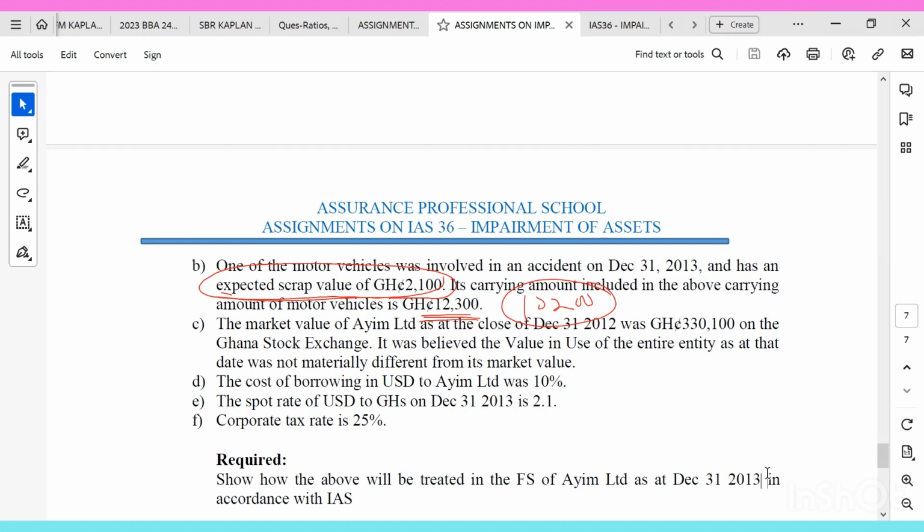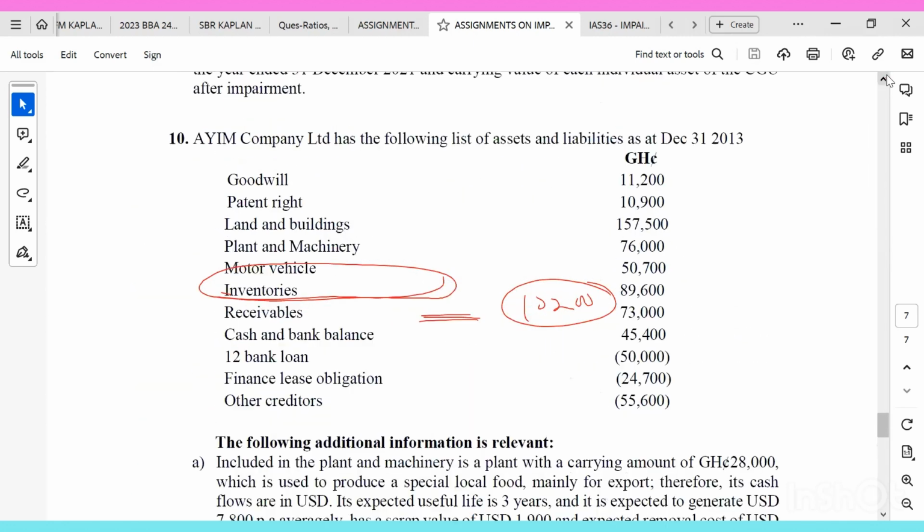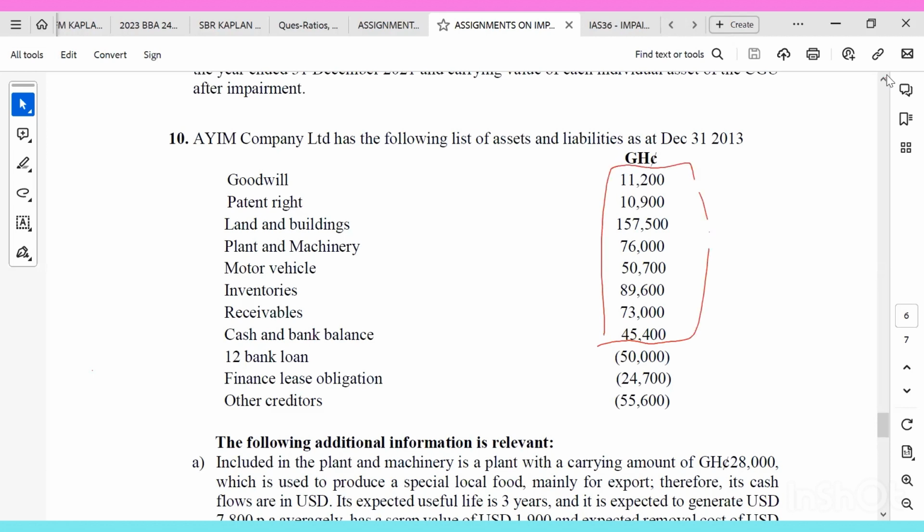So what will happen now is that we have to find the carrying value of the company as a whole. How do we determine the carrying value of the company? Because they are giving you the market value, so you find the carrying value of the company as a whole. How do we do that? It is the total assets minus the total liabilities. So let's add all the assets and subtract the liabilities from it to get our net assets, which is the carrying value of the company as a whole.